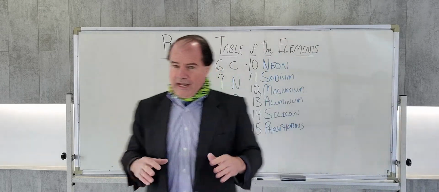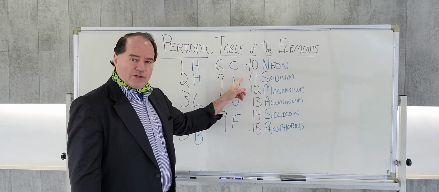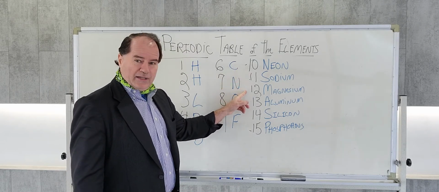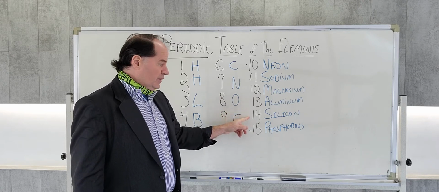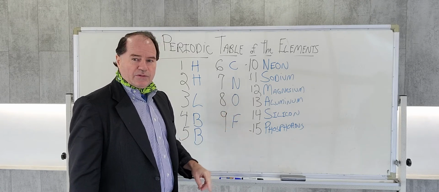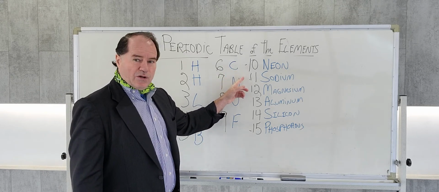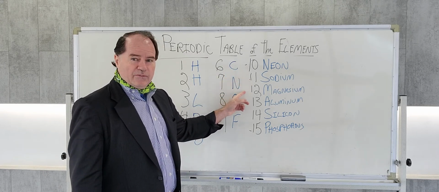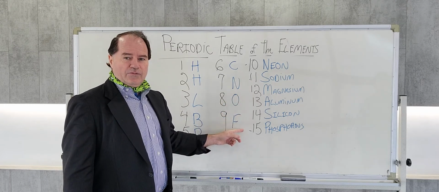So we have 6 total: neon, sodium, magnesium, aluminum, silicon, and phosphorus. Again, now say it with me. Neon, sodium, magnesium, aluminum, silicon, phosphorus.